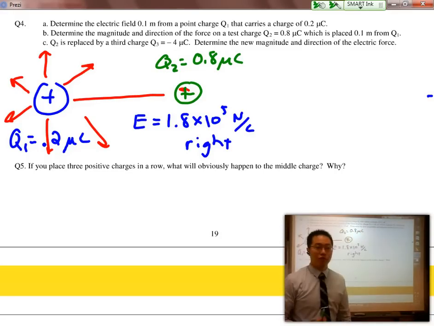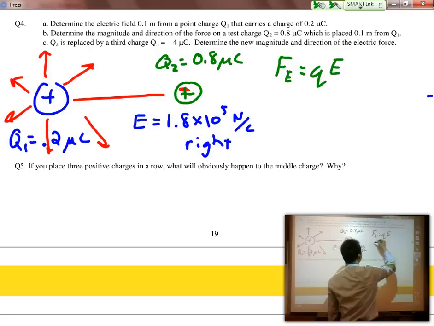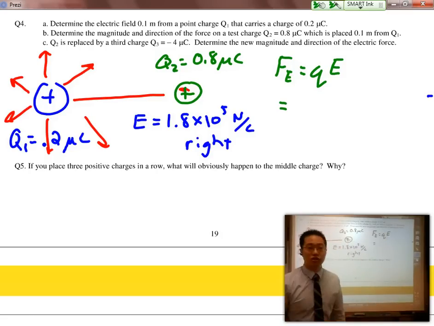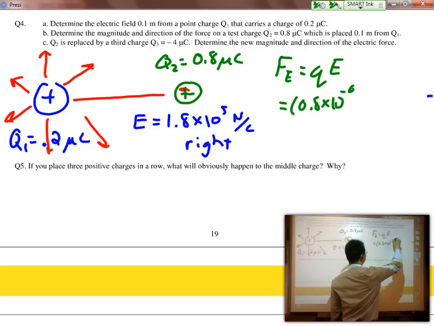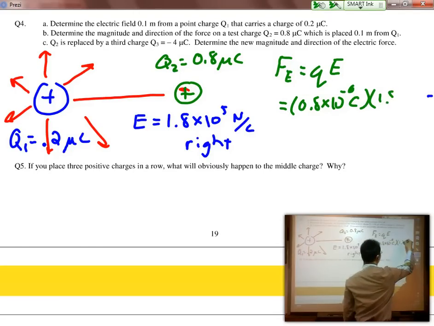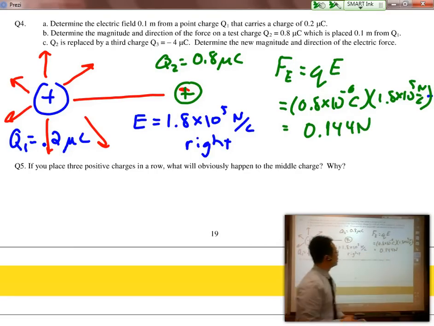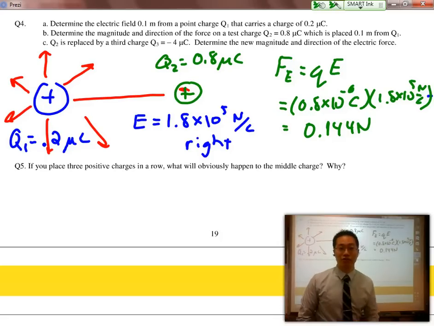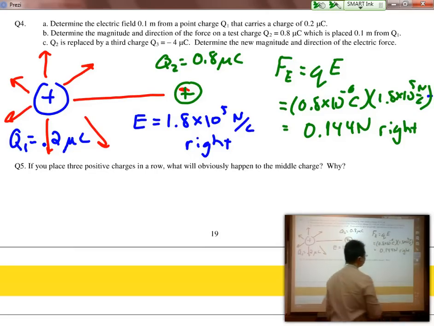Now, if I want to figure out the force, Fe is equal to QE. So in this case, Q is the charge that's feeling that force. That's going to be the 0.8 times 10 to the negative 6 coulombs times 1.8 times 10 to the 5th newtons per coulomb, which gives 0.144 newtons. In this case, because they're both positive, and because positive charges feel a force in the same direction as the electric field, it's going to be to the right. Okay.